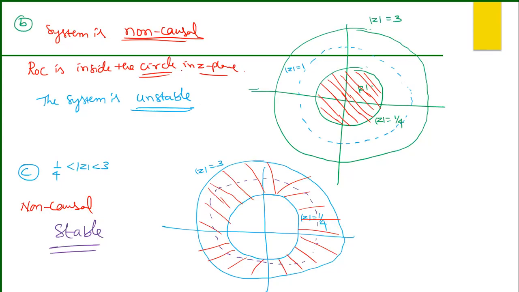Now, two more drawings I will draw. We need to identify whether the system is causal or non-causal, or stable or unstable. You need to identify from the diagrams only. First of all, again I will tell what is the condition for causality.